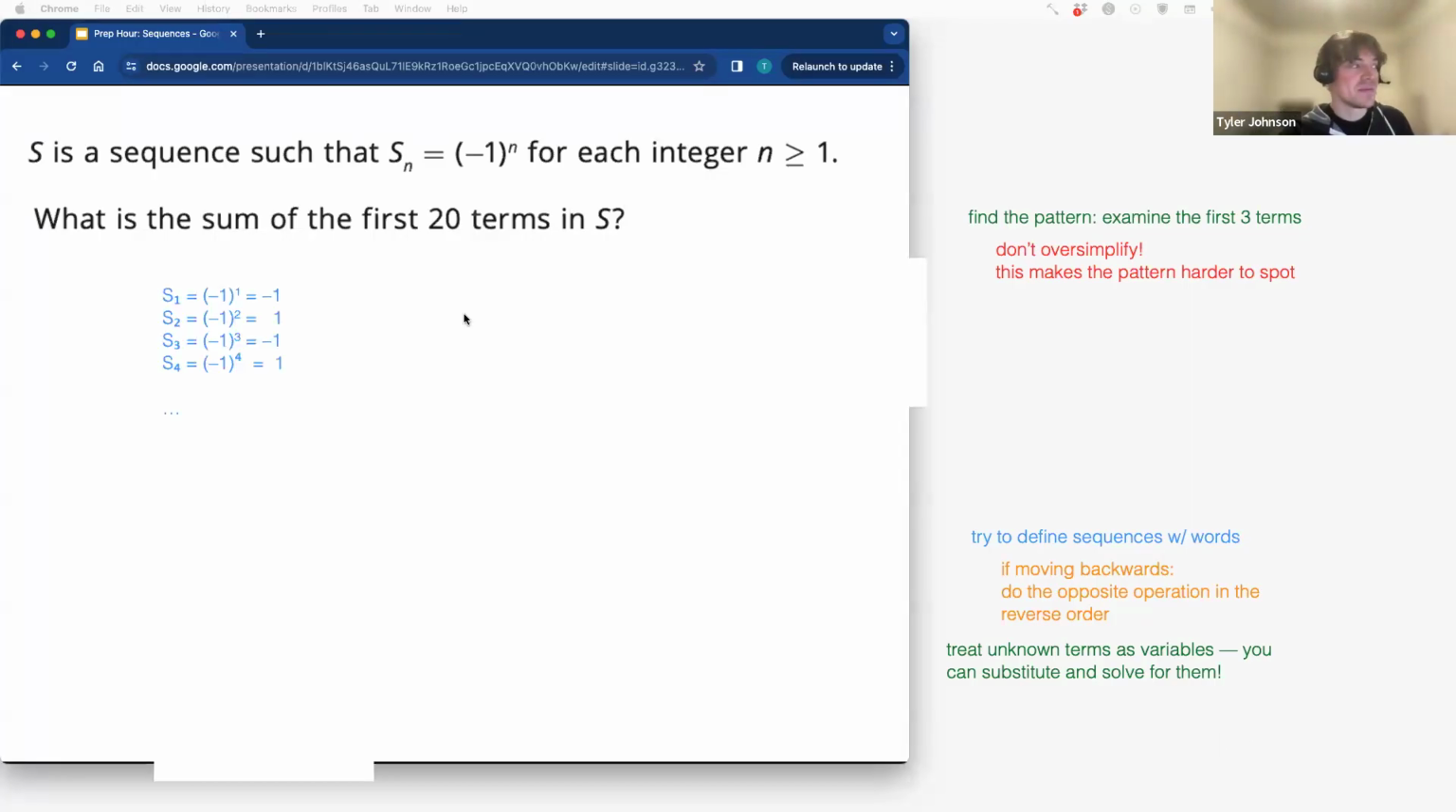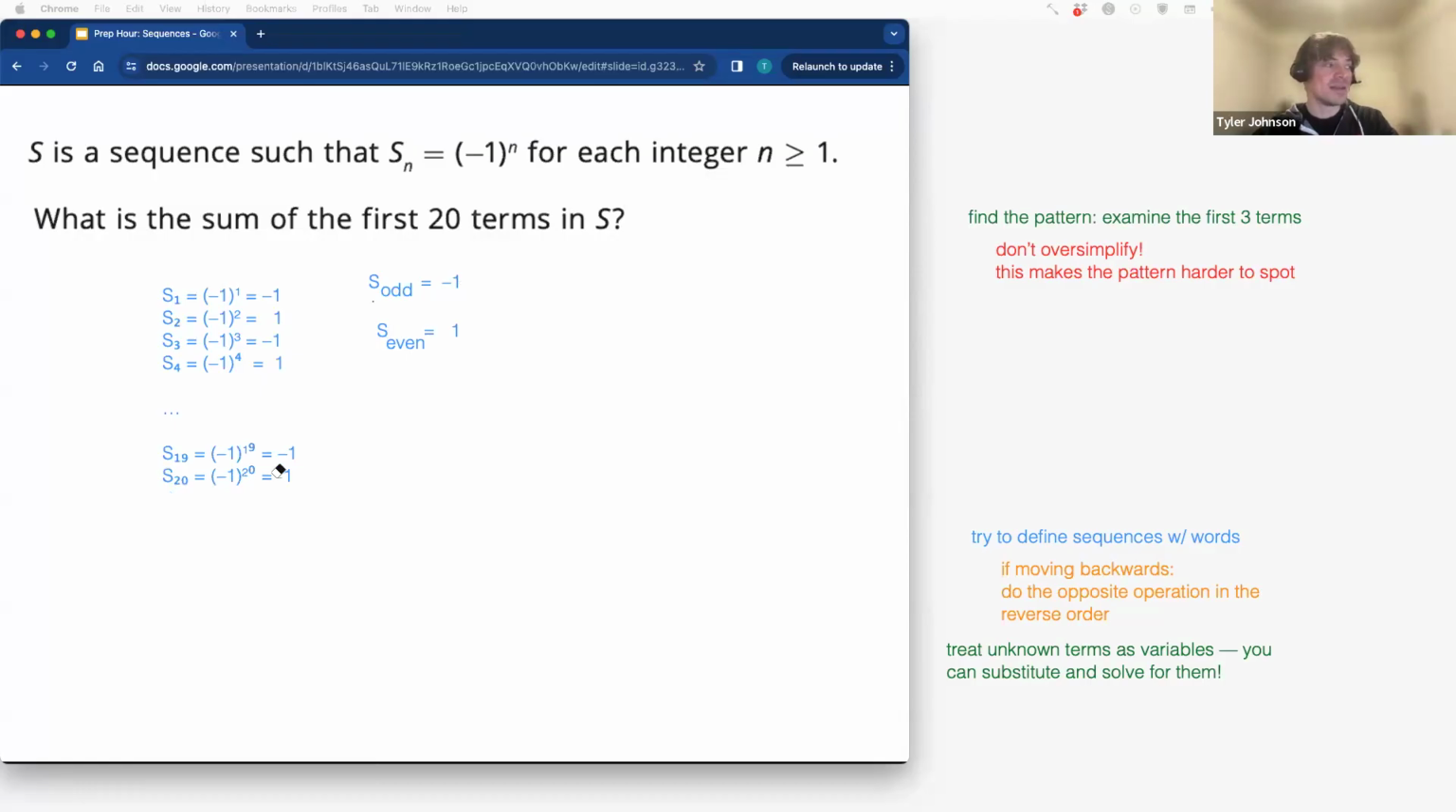So the first few terms here, you can see the pattern is that it's alternating back and forth between -1 and +1. In fact, you might notice that whenever your term is odd, the output is -1. Whenever the term is even, the output is +1. So all the way up to the 20th term, 19 before it's going to be -1, 20 is going to be +1. And if you sum all these -1s, for every -1, there is a +1 canceling it out, which is to say the sum here just comes out to 0 in the end.